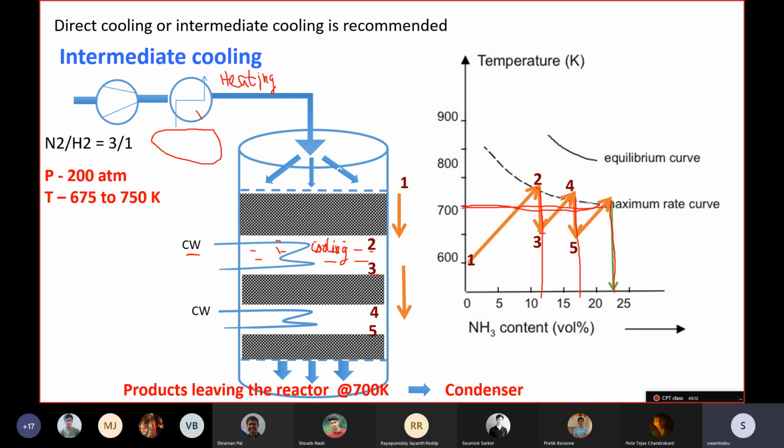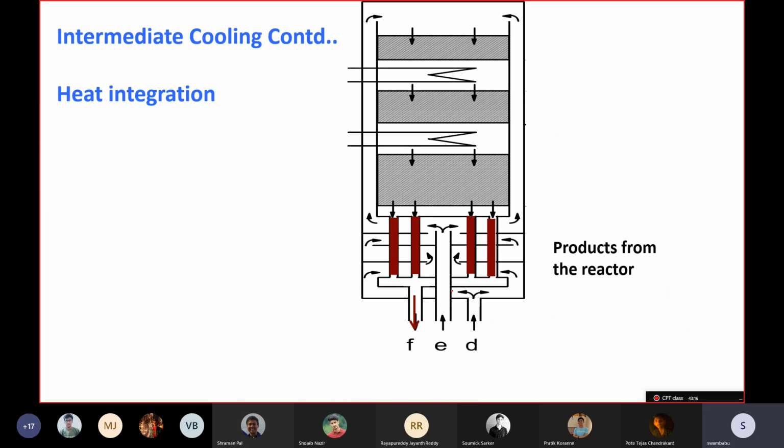Now this temperature has to be decreased, condenser. So the products leaving the reactor, the third bed. You can see the third bed. These are the products, the ones highlighted in red. At what temperature are they leaving? The temperature here is 700 Kelvin. This is a hot stream, right?